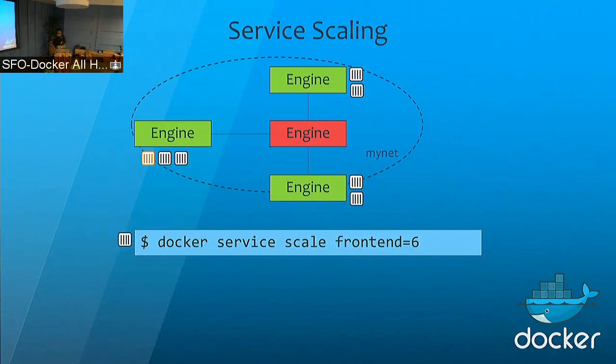You can do more things. You can update your services. For example, you can scale it up. Let's say you want to scale your front end to twice the size, six containers. All you do is docker service scale, and it creates three new containers, schedules them on existing nodes, and you're done.